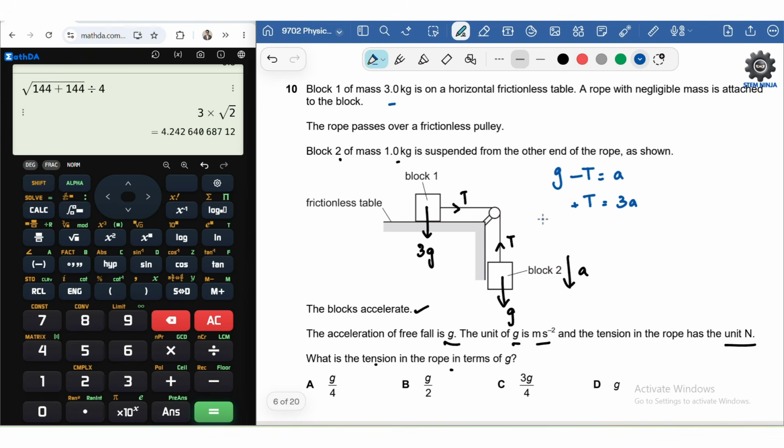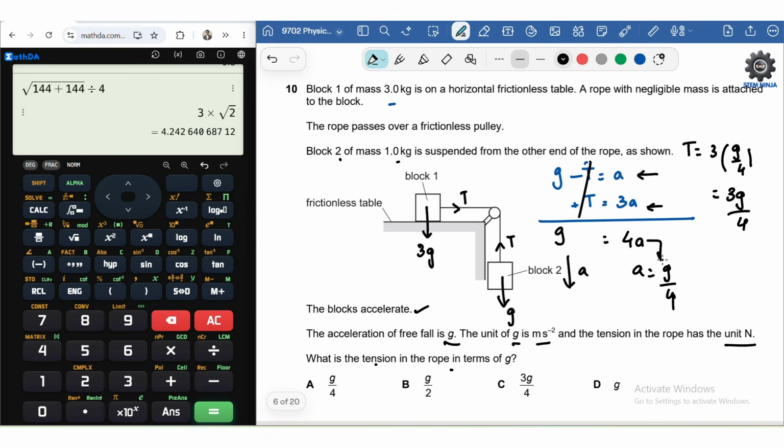Okay, so this is plus. When you add these, since these tensions are already opposite signs, we don't need to do anything. So you will have g equals 4a. Once you have g equal to 4a, you can find out the tension from either one of these. So T is equal to 3 times g by 4. So this is 3g by 4. A is g by 4. From this, T is equal to 3a, a is g by 4, so you get 3g by 4.